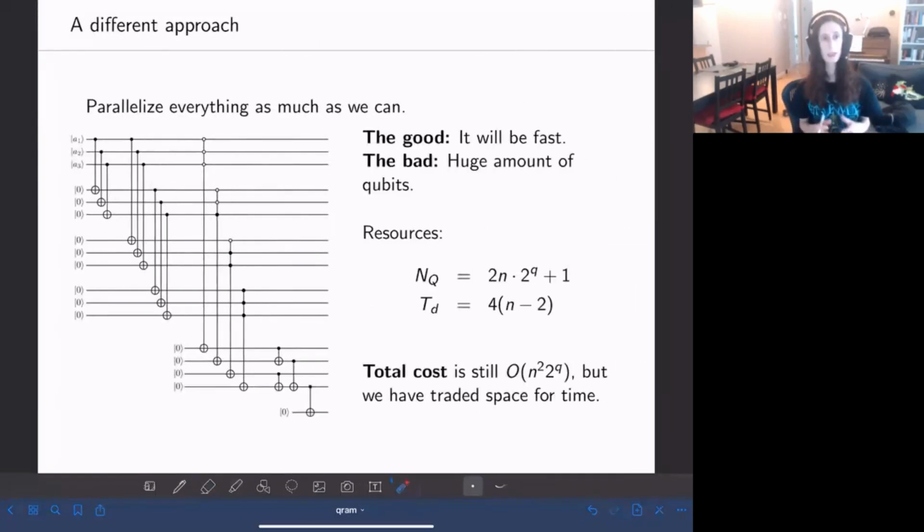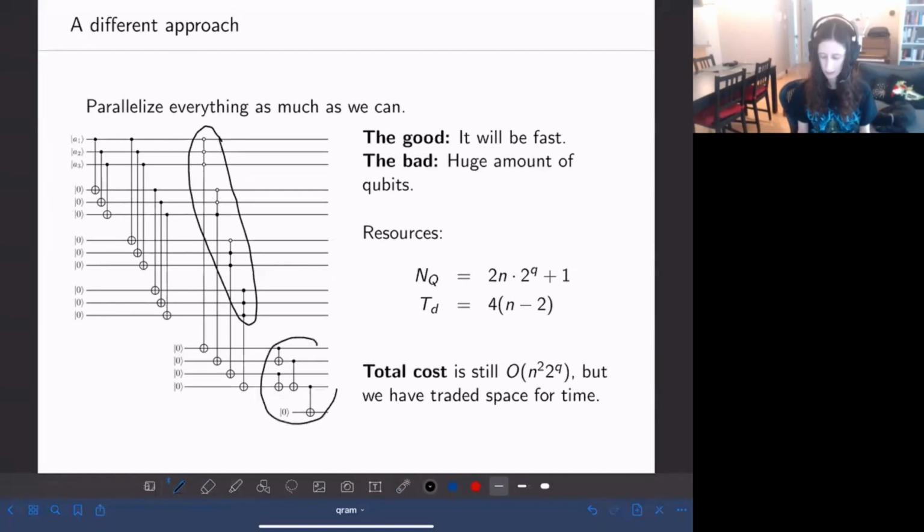Just like we parallelized the bucket brigade to see an improvement, we can also parallelize these qROMs. So what I've done here is I've taken all of the address bits and I've fanned them out. I've made multiple copies of them so that I can do all of those mixed polarity gates at the same time. And then we just need to do a little bit of extra stuff to get the output. So this is great because everything's going to be heavily parallelized, so it's going to run fast.